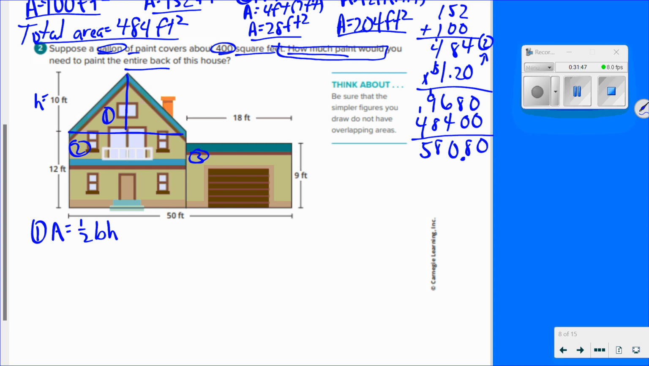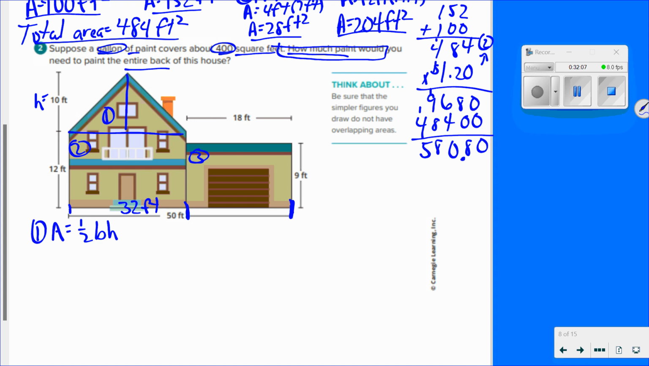I know from this point to this point is 50. I know from this point to this point is 18, which means that the part in between has to be 32, because 32 plus 18 gets me to 50. Make sense? If you don't know it, you subtract. 50 minus 18 will get you to 32.